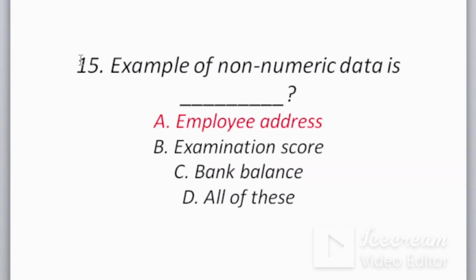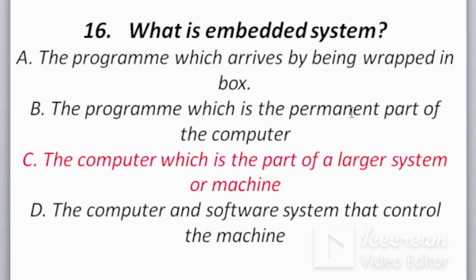Next, number 15, an example of non-numeric data is dash: A, employee address; B, examination score; C, bank balance; D, all of these. The correct answer is employee address.